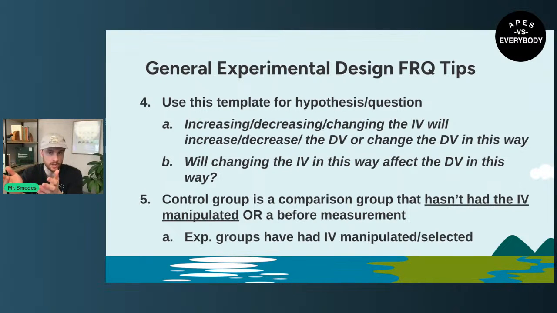If you have to do a question, you just turn that statement into a question. Will genetically modifying green beans increase their crop yield compared to unmodified green beans? So you want to make sure that you're using that kind of template. And then the final thing is, if you have a control group, it's the group that doesn't have the IV manipulated or altered, or sometimes it can be a before measurement.